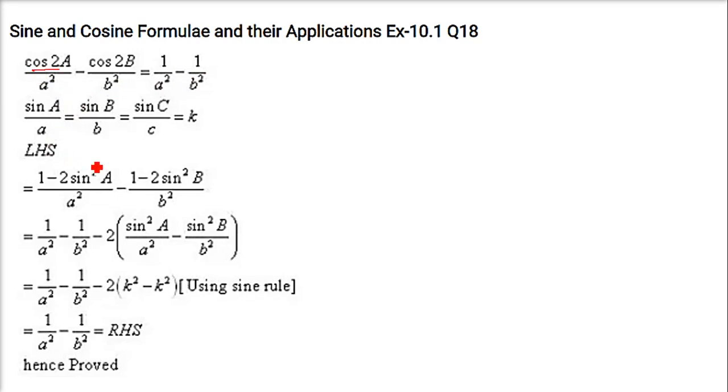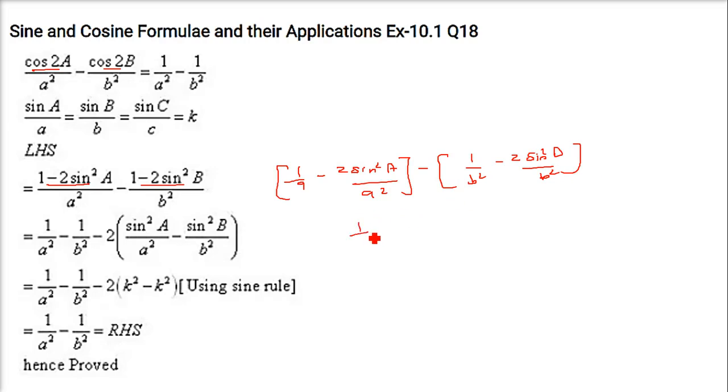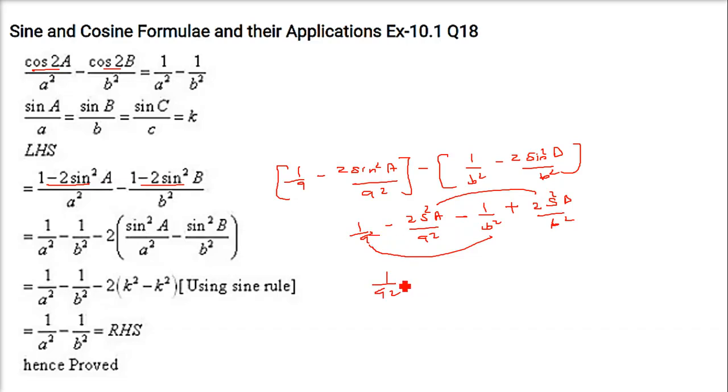Here we have this term, and this term has to be proved equal to this one. So first we will write cos 2A as 1 minus 2 sine square A and cos 2B as 1 minus 2 sine square B. Now here we will take 1 by A square. I'll show you. This we can write as 1 by A square minus 2 sine square A by A square, and then we have minus 1 by B square minus 2 sine square B by B square. Now open it: 1 by A square minus 2 sine square A by A square minus 1 by B square plus 2 sine square B by B square. Now take these two together and these two together. So you get 1 by A square minus 1 by B square.